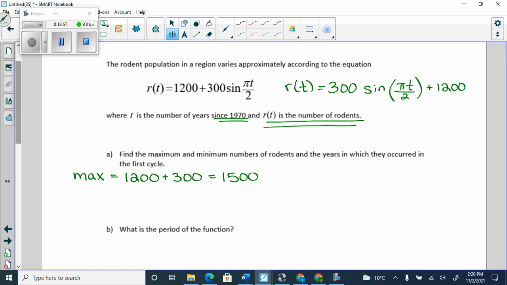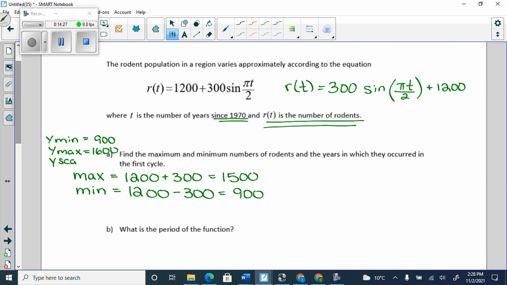Then we go to our minimum. How the heck do we find our minimum? We do our midline, or our d value, minus our amplitude. So it's going to be 900. So if this is my calculator, I would make my y max be 1600. I would make my y min equal 900. And my y scale, I would make be 100.